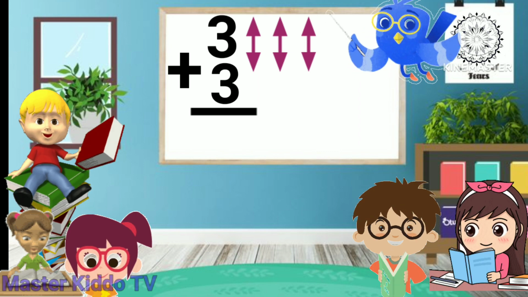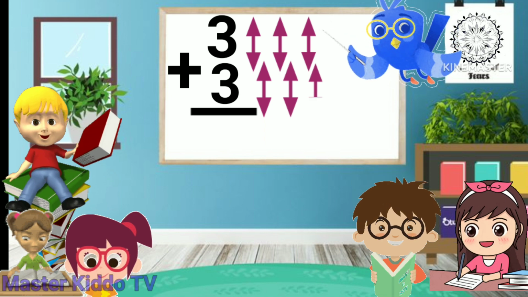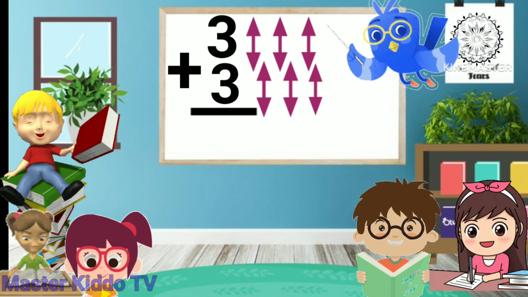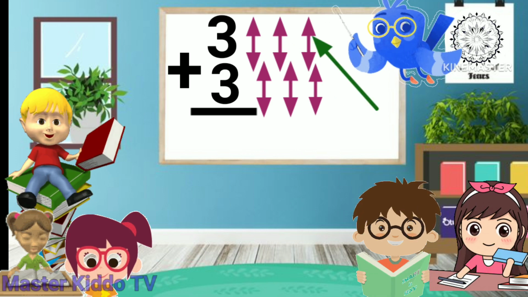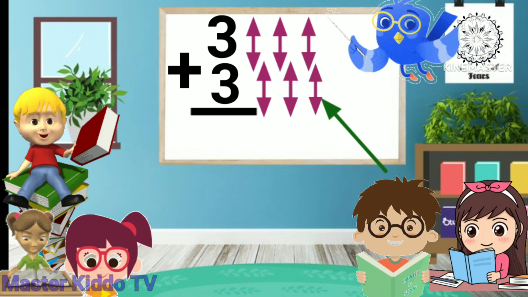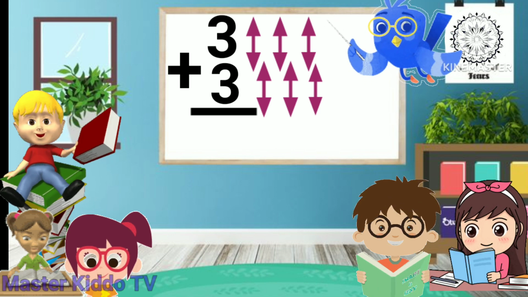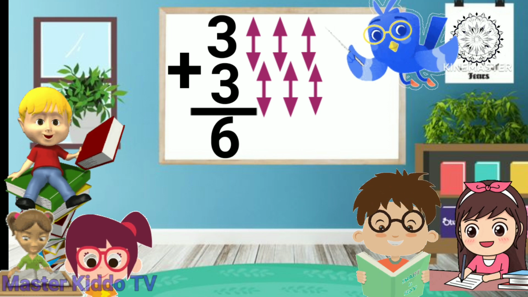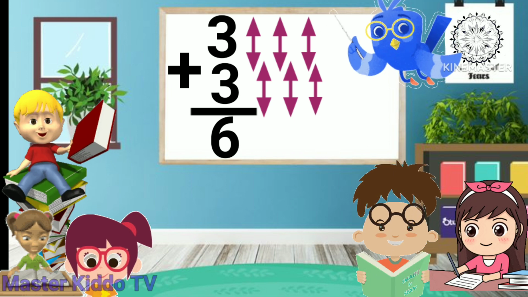And next 3 lines beside the other 3: 1, 2, 3. Now we count the lines: 1, 2, 3, 4, 5, 6. Oh, it is 6 lines. So 3 plus 3 is equal to 6. Very nice. Good babies.